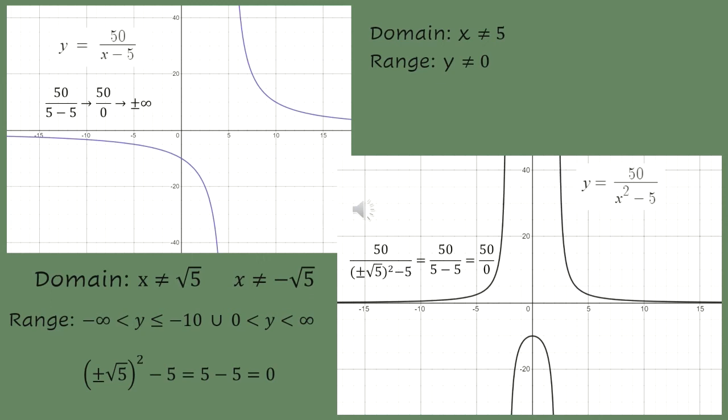Now the range is a little more complicated than the last value. We can see once again that it's not possible to get 0 because the numerator is 50 and is never going to be 0, so 0 is definitely not in the range. But if you look at the graph, you can notice that the graph kind of hovers near 0 and then starts to soar to infinity near negative square root of 5. And then immediately to the right of that, there's this upside down U shape, and it's coming up from negative infinity and then turning around and going down back towards negative infinity.